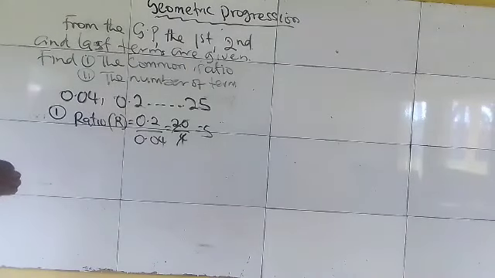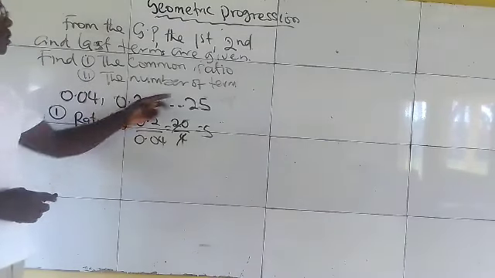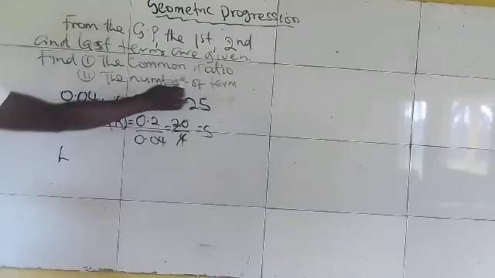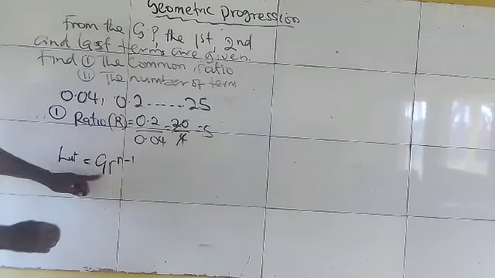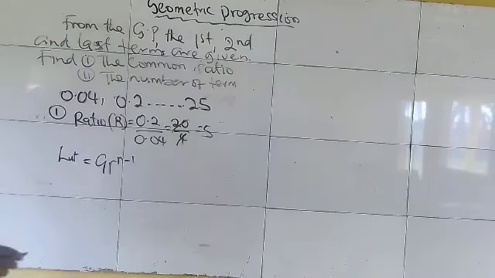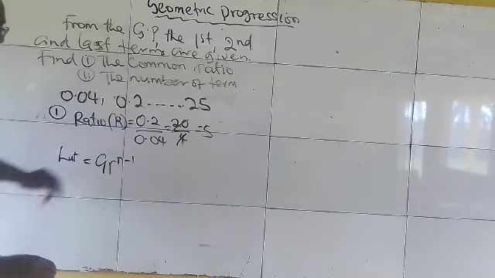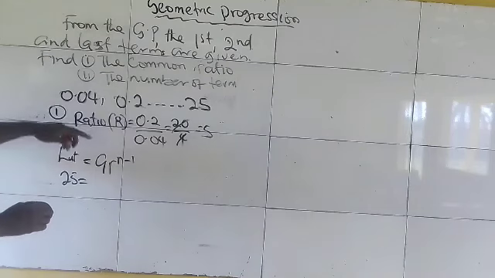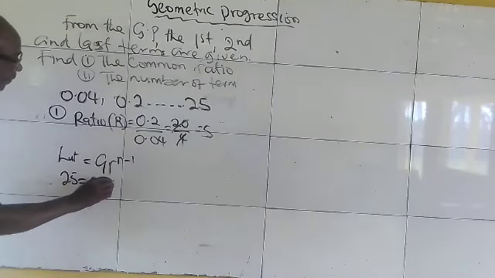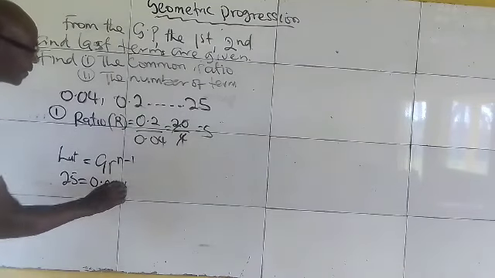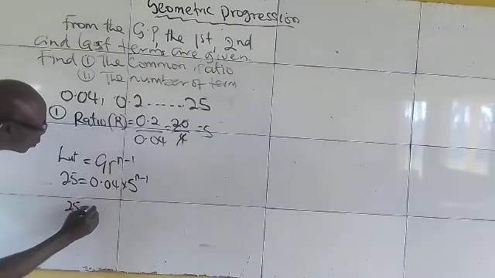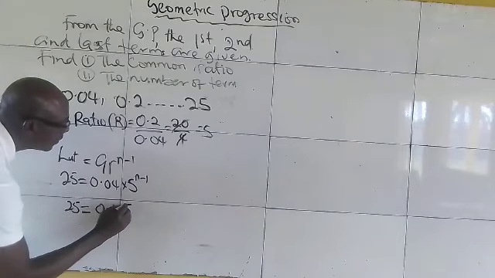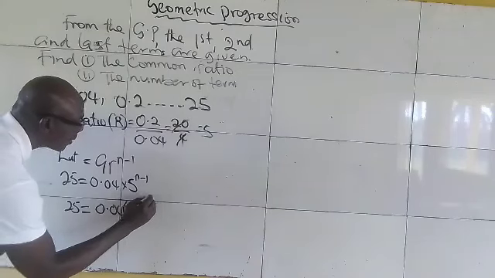So our common ratio here is 5. We are going to use that common ratio to apply to the second part, which is to find the number of terms. Because we have the last term, we are going to use Un. You can use anything there. Un equals a r to the power n minus 1. a is the first term, r is the common ratio, n is the number of terms, and Un is the last term. So here our last term is 25, equal to the first term, which is 0.04, times the common ratio 5. We don't know n, so we put n minus 1. So we have 25 equal to 0.04 times 5 raised to power n minus 1.